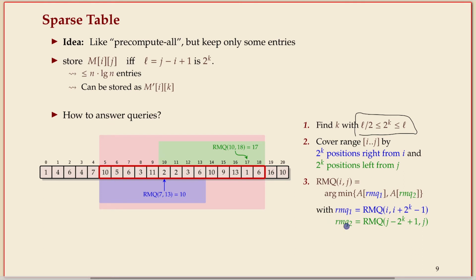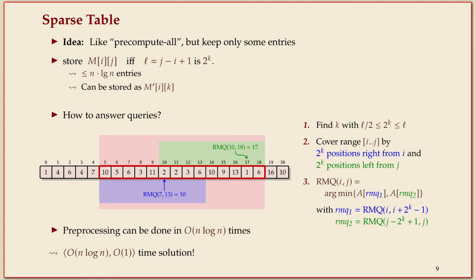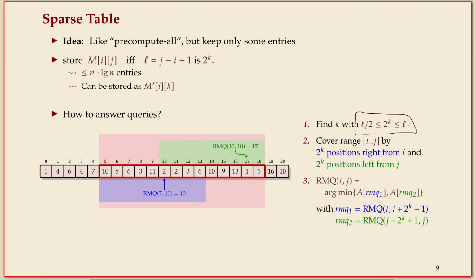And this helps because the blue and green regions have a length power of 2. So they're one of these few entries that we stored in our table M prime. Specifically, these are arg min queries of these two inputs. And so we could find these. So where would you find the first one? It's an M prime starting at I, and the length is K. That's the easy one.